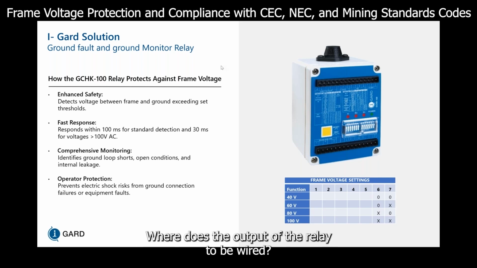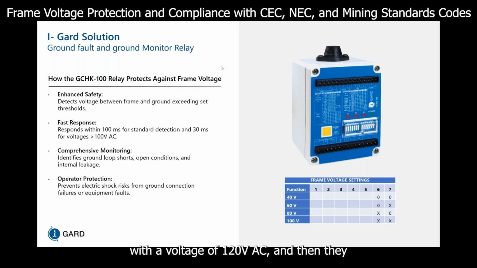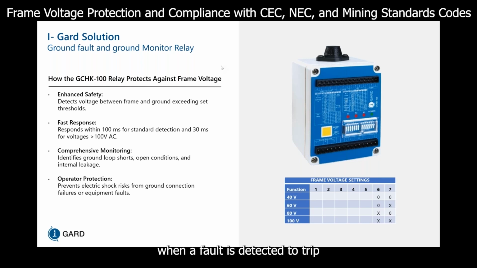Where does the output of the relay get wired to shut down or isolate electrical equipment? The relay has dry contact outputs that can be wetted with a voltage of 120 volts AC. They're normally open in normal operation and will close when a fault is detected to trip the breaker that is connected to those dry contacts.